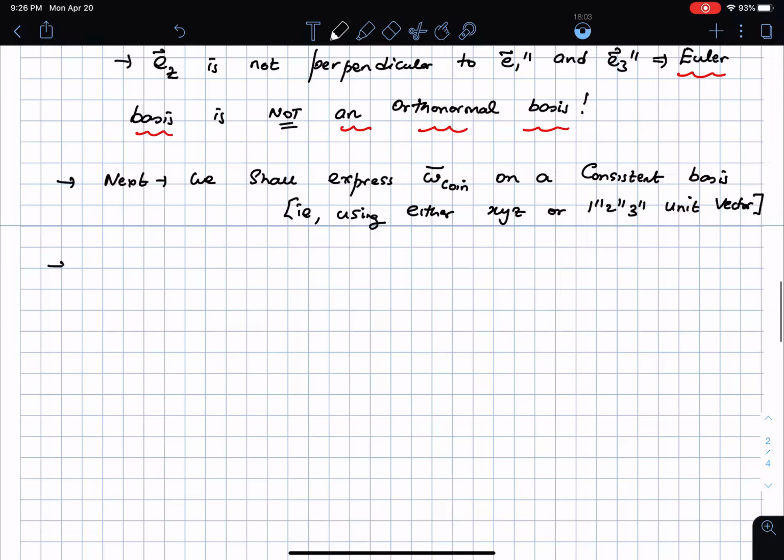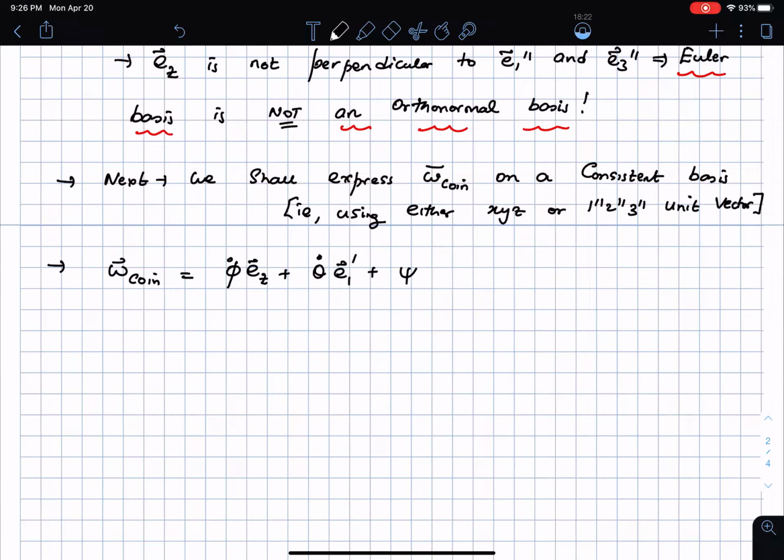So we have omega of the coin as phi dot Ez, and then theta dot E1 double prime, but E1 double prime is the same as E1 prime, as you know, so I'm going to write it as E1 prime. And then psi dot, and this is going to be E3 double prime, which is the same as E3. We have made use of the fact that E1 prime is coincident with E1 double prime, and E3 is coincident with E3 double prime.